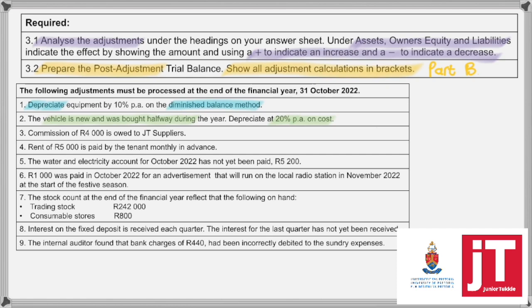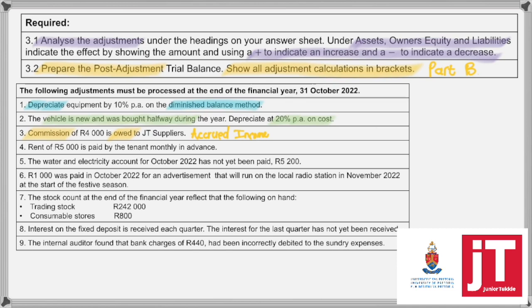Now, we are JT Suppliers, so someone else owes us commission for things we sold on their behalf. So this is an accrued income. So we're going to debit accrued income and credit the income account commission income.